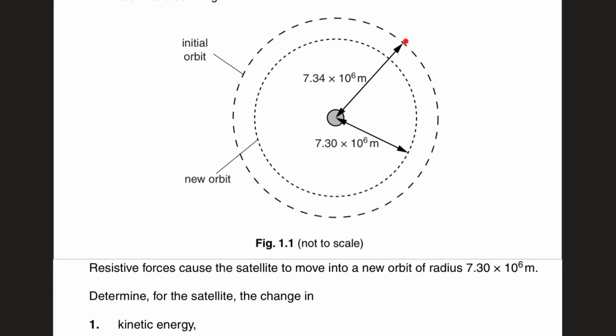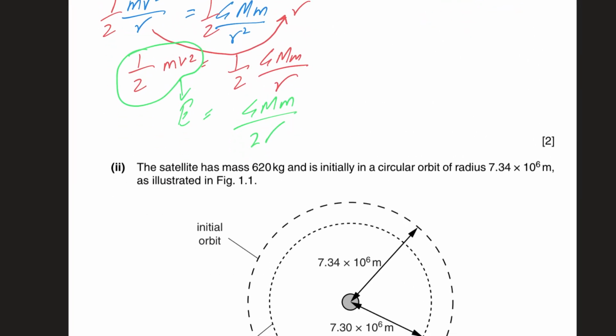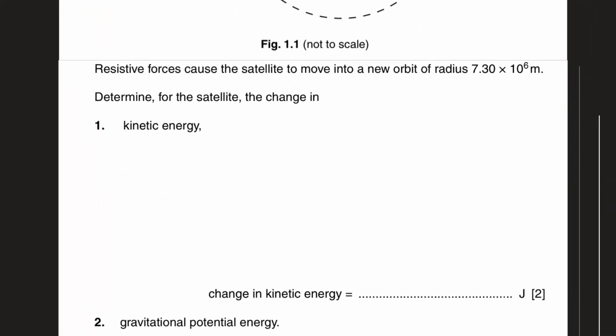So initially this was the position of the satellite. Resistive forces caused the satellite to change its radius, and now it's closer to the planet. We need to find the change in kinetic energy. So what we'll do here is we'll use the formula that we derived in the previous part. So Ek, as we all know, is GMm upon 2r. So we'll find the kinetic energy at the two different values of radiuses.